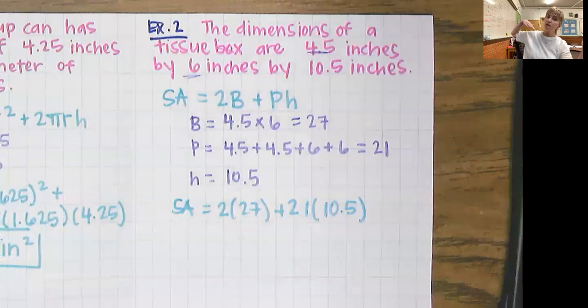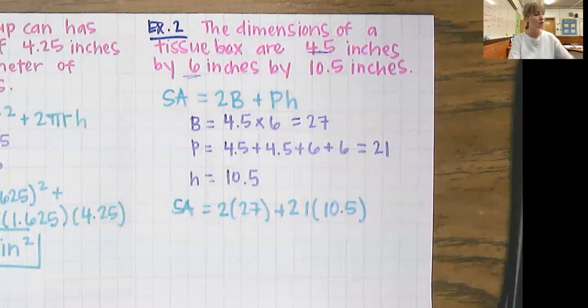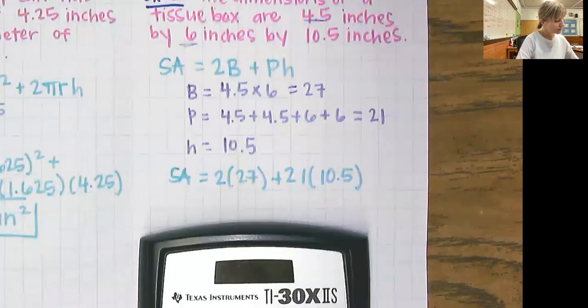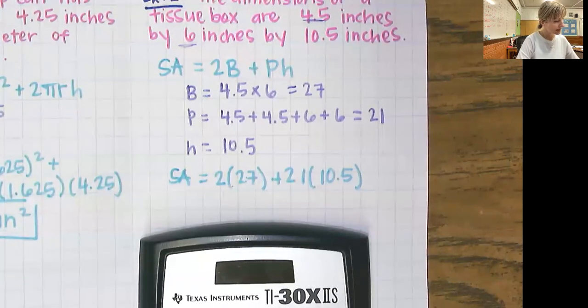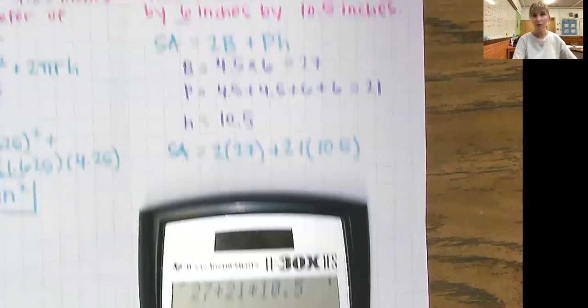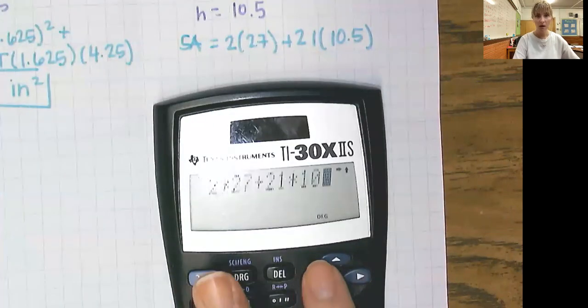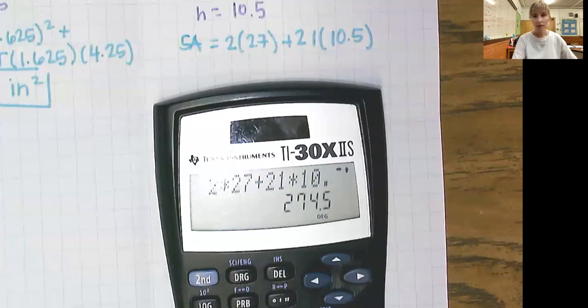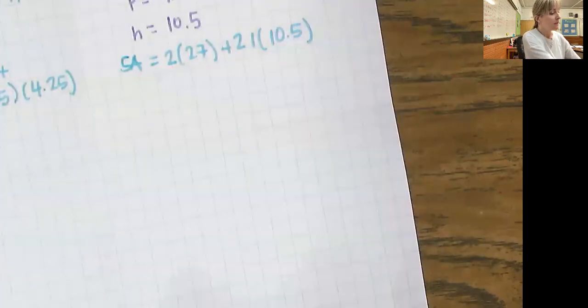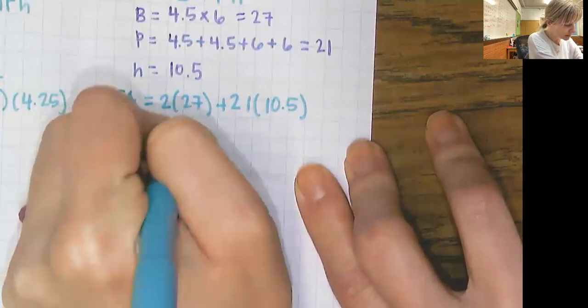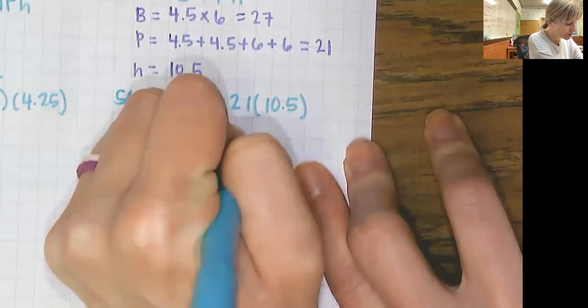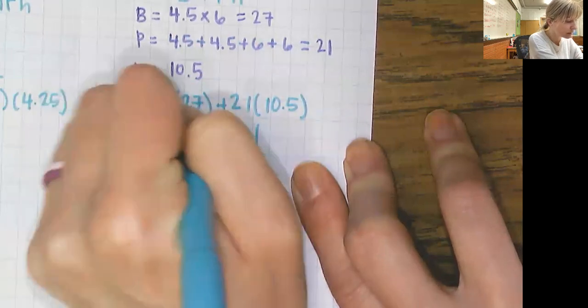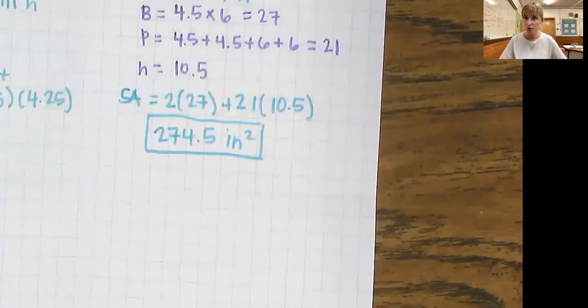These are the two formulas you need to know for surface area, and you need to understand when to use them. Triangular prisms and rectangular prisms, surface area is 2B plus PH. Cylinders, 2 pi r squared plus 2 pi r h. Once you plug it in, 2 times 27 plus 21 times 10.5. Again, once I set it all up in the formula, I just typed it all into my calculator. 274.5. The surface area of that tissue box is 274.5 inches squared, and that tells you how much cardboard it would take to make that tissue box.